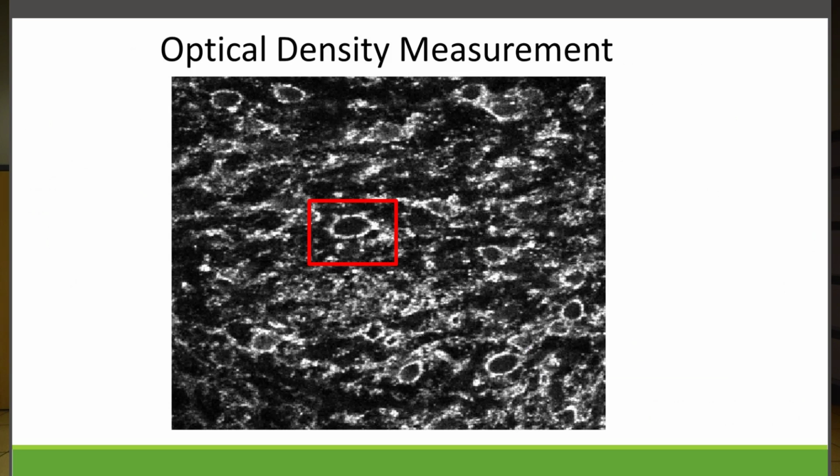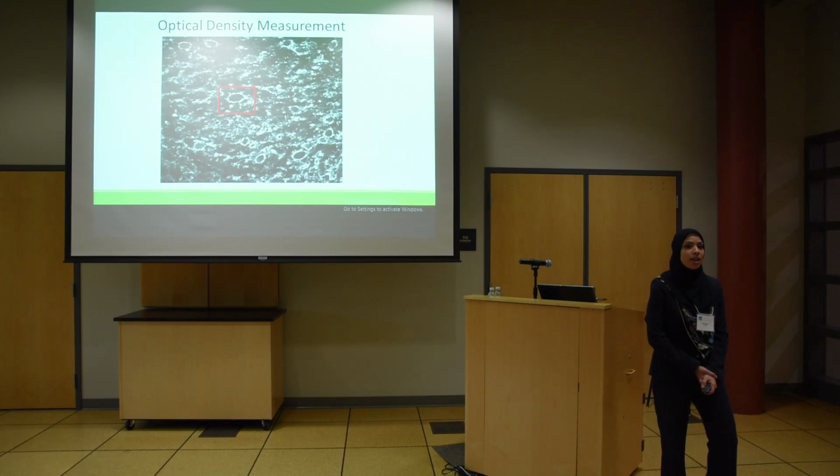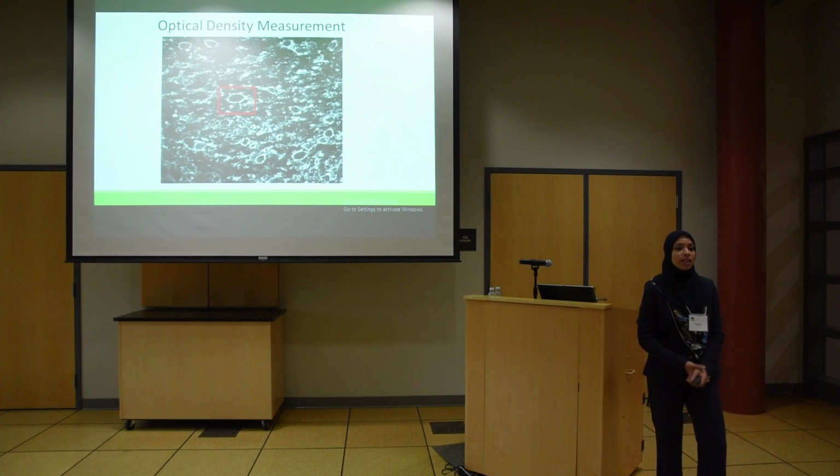So in order to be able to visualize the inhibitory terminals or determine the amount of inhibitory terminals surrounding components of the superior olivary complex, we utilize optical density measurement. So if there's an increase in the optical density measurement, that would quantify with an increase in the number of inhibitory terminals surrounding these cells.